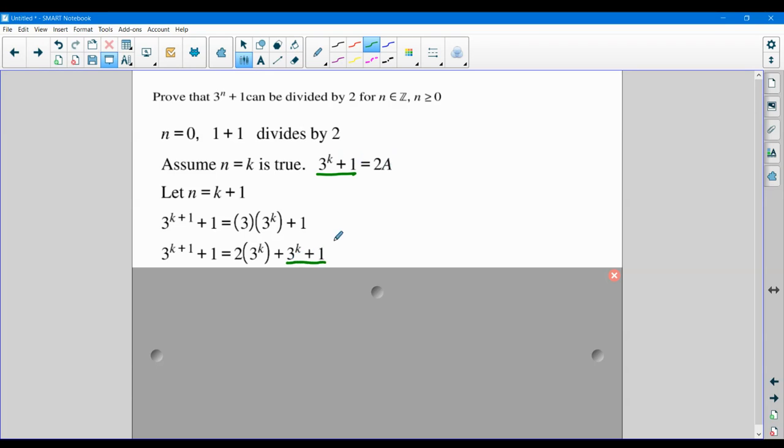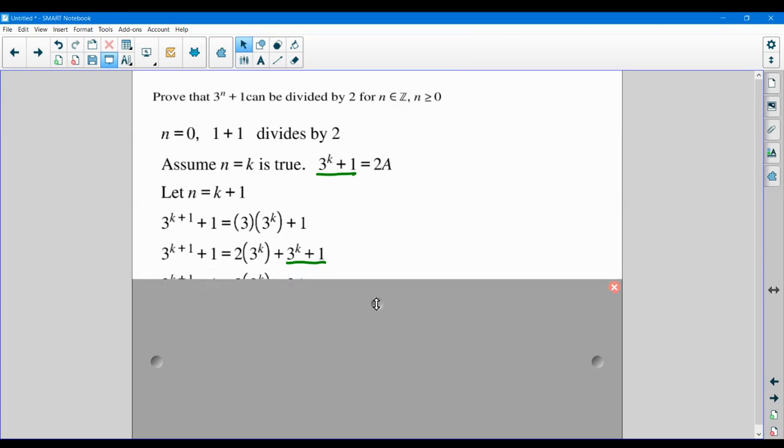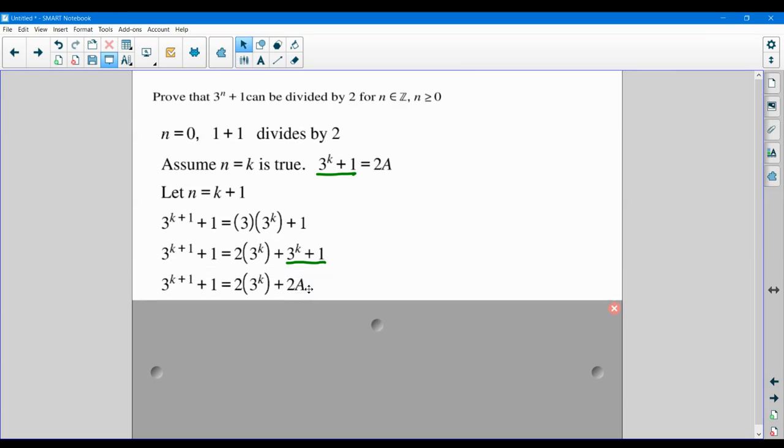I know divides by 2. But it also leaves me with, instead of 3 times 3 to the k, it leaves me with 2 times 3 to the k, which is very handy. So this gets replaced with 2a. There's a 2 in both parts of that.